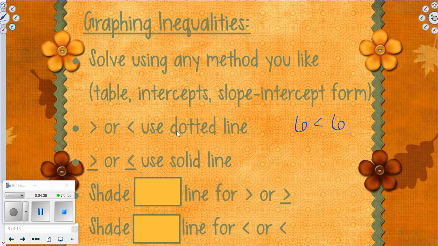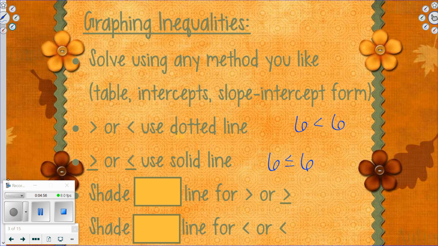So it says I can get as close as possible, but I cannot actually use what's on the line. Whereas if I had 6 is less than or equal to 6, I can use it. So anything on a solid line, I can use any of those values. Dotted, cannot use if it's on the line. Solid, you can.